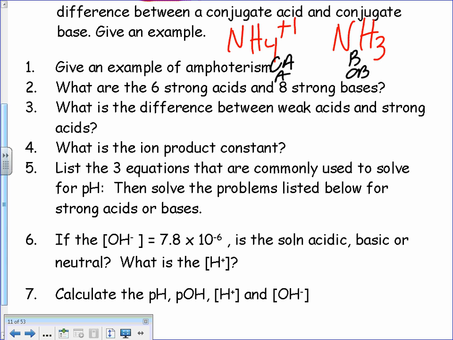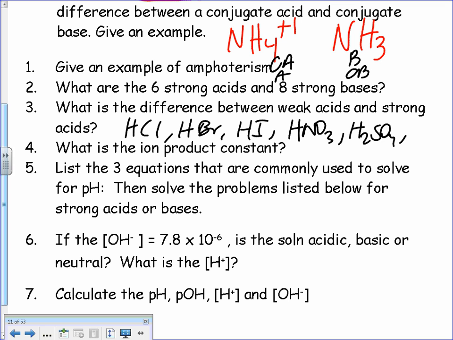Guys, keep going. Nitric acid. Sulfuric, and what else? Perchloric. Okay, sometimes you'll see chloric acid as well. You'll see perchloric and you'll see chloric as well, which is HClO3, but perchloric is the best one to use for your 6.